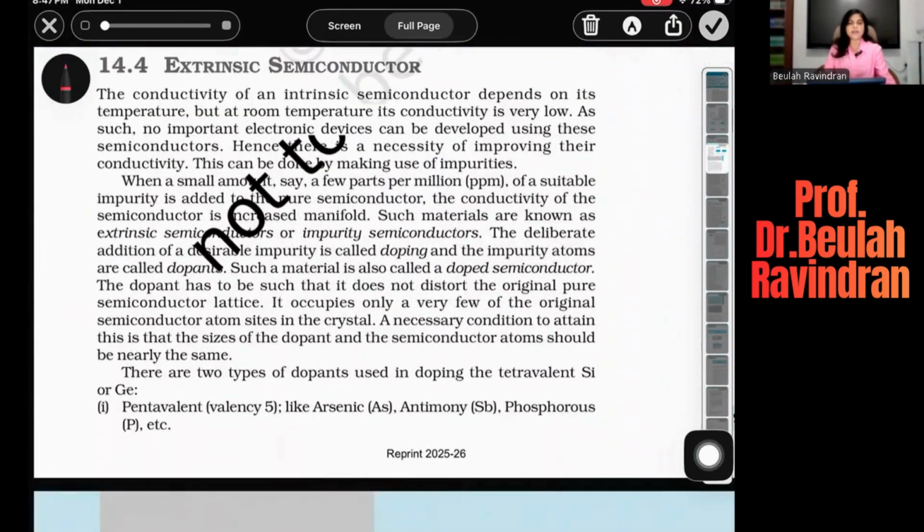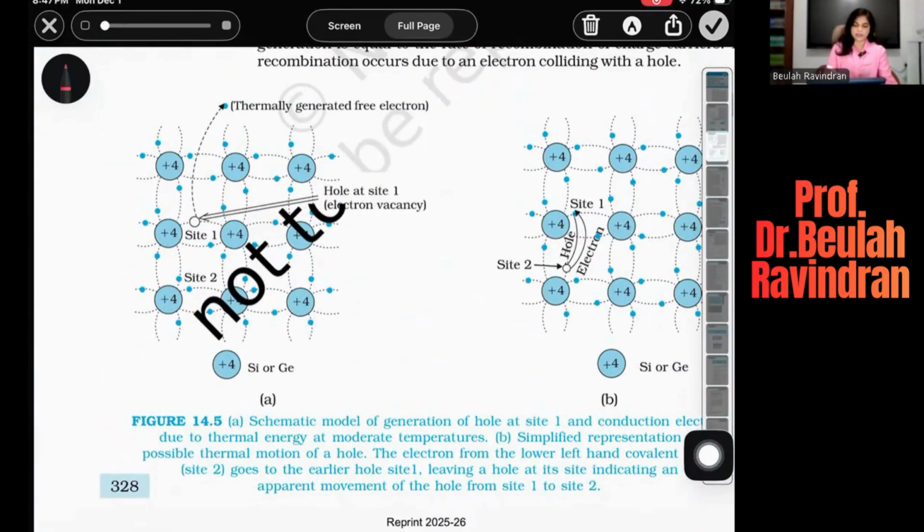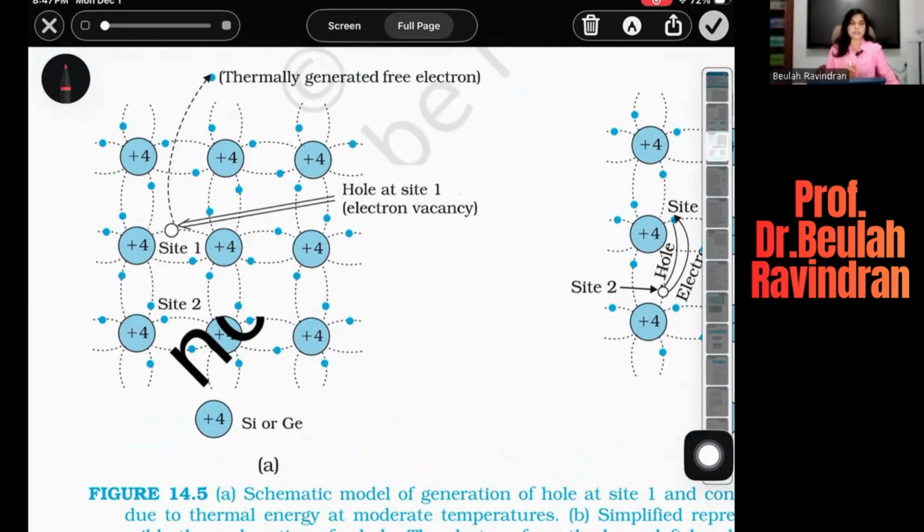Then extrinsic semiconductor. I told you about the extrinsic semiconductor, right? How the extrinsic semiconductor behaves and everything. And this you have to learn clearly. What is this? This is the site. For example, this is silicon. Silicon has four electrons. So how can these four electrons be shared between some other atoms? See here. Like this it will be.